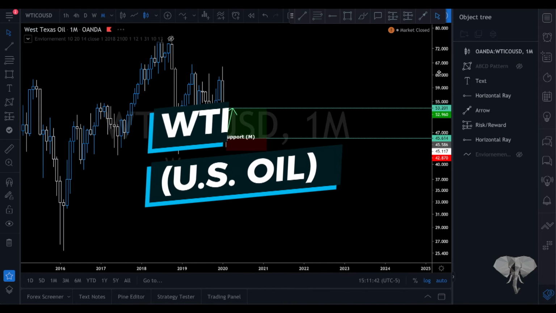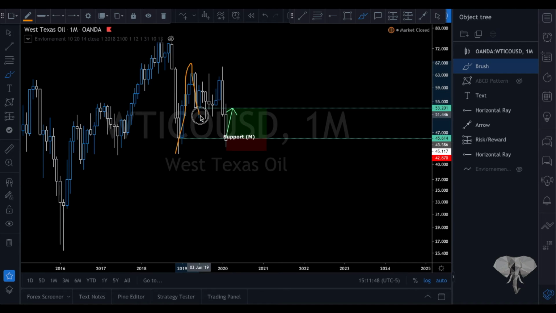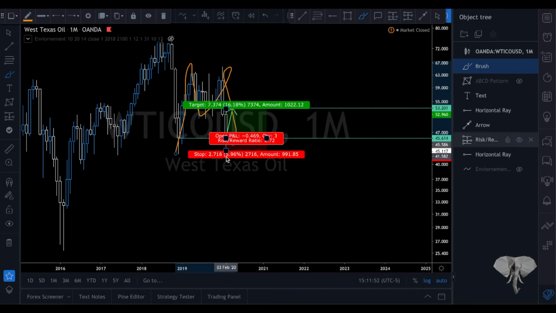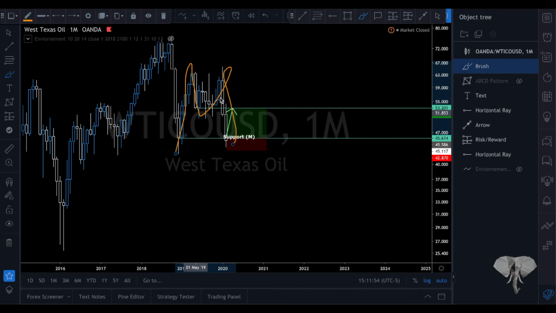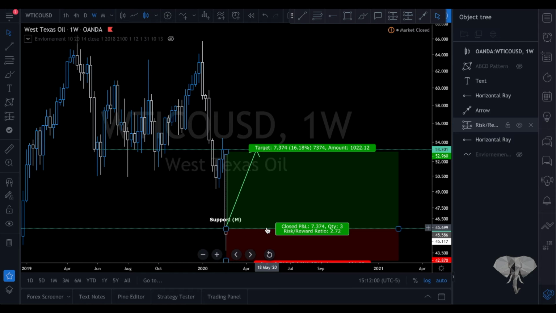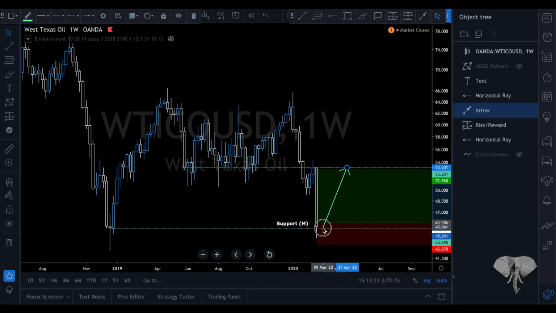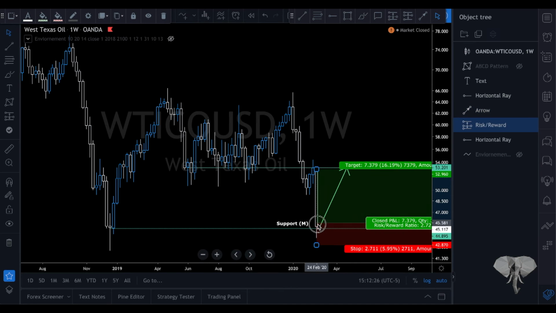I'll just take you to the monthly. We do have a makeshift M pattern formation right here. So if you remember from the previous trades that we were just looking at, the M formation usually has a good probability of making it to the neckline, and that's what we're hoping for right here. In conjunction with that makeshift M pattern formation, we ended up closing above this monthly support level as well, and we're looking at entering a long right here.